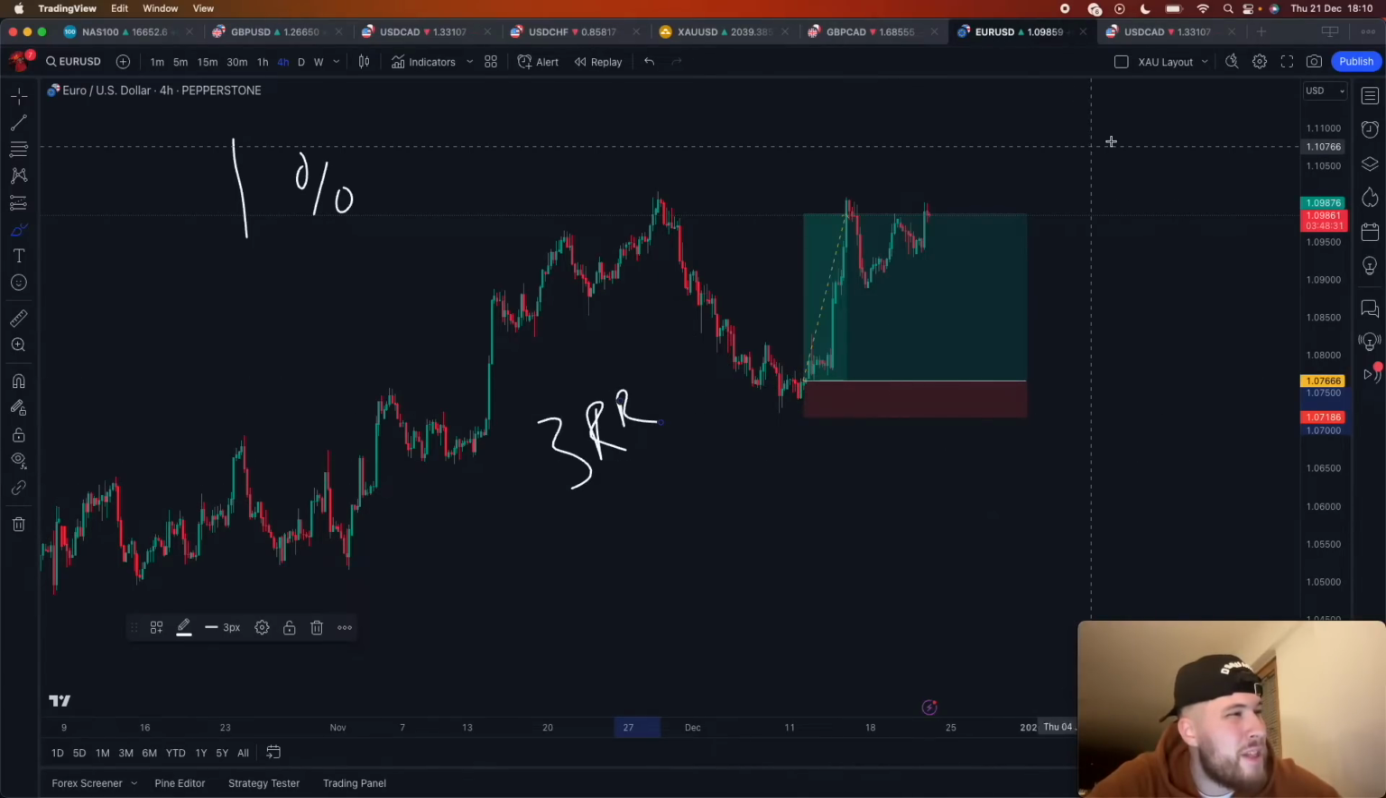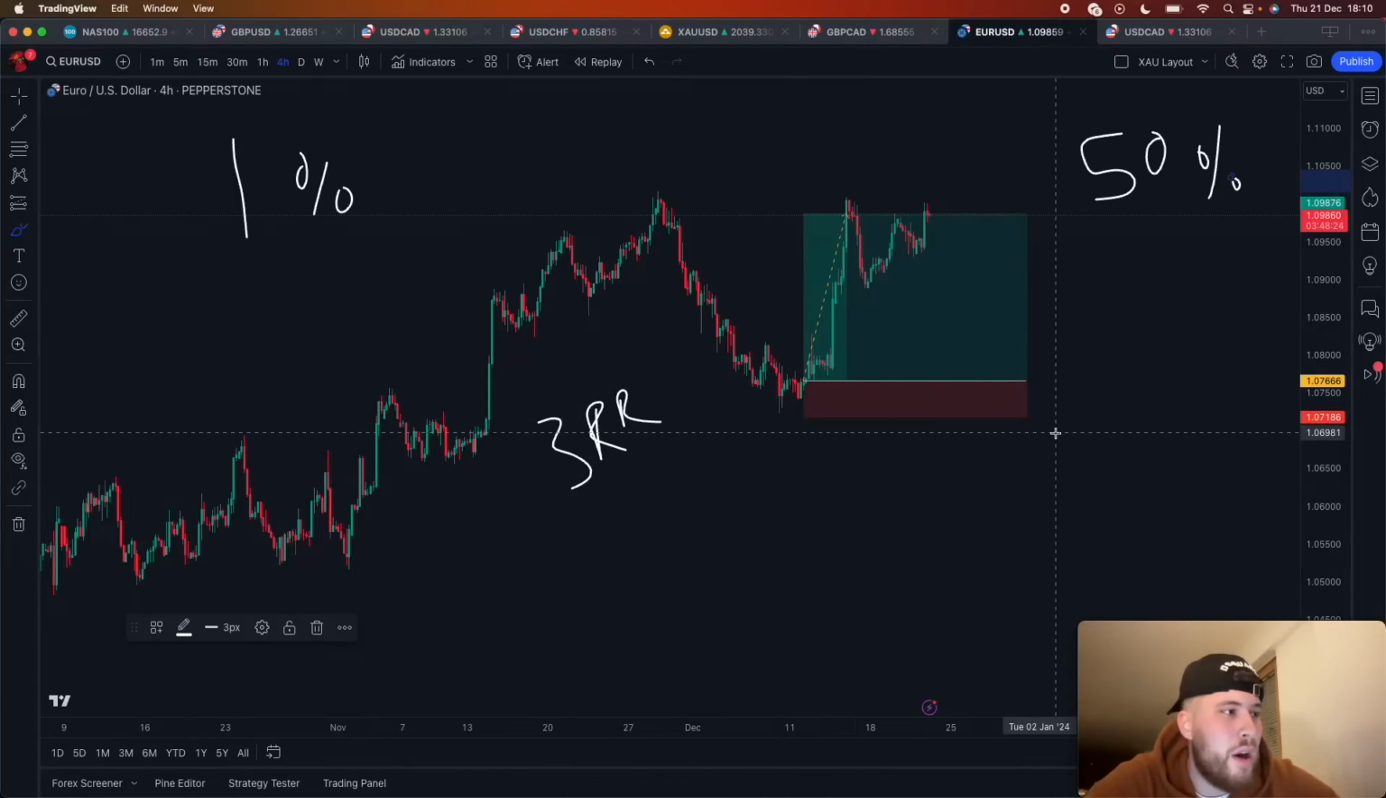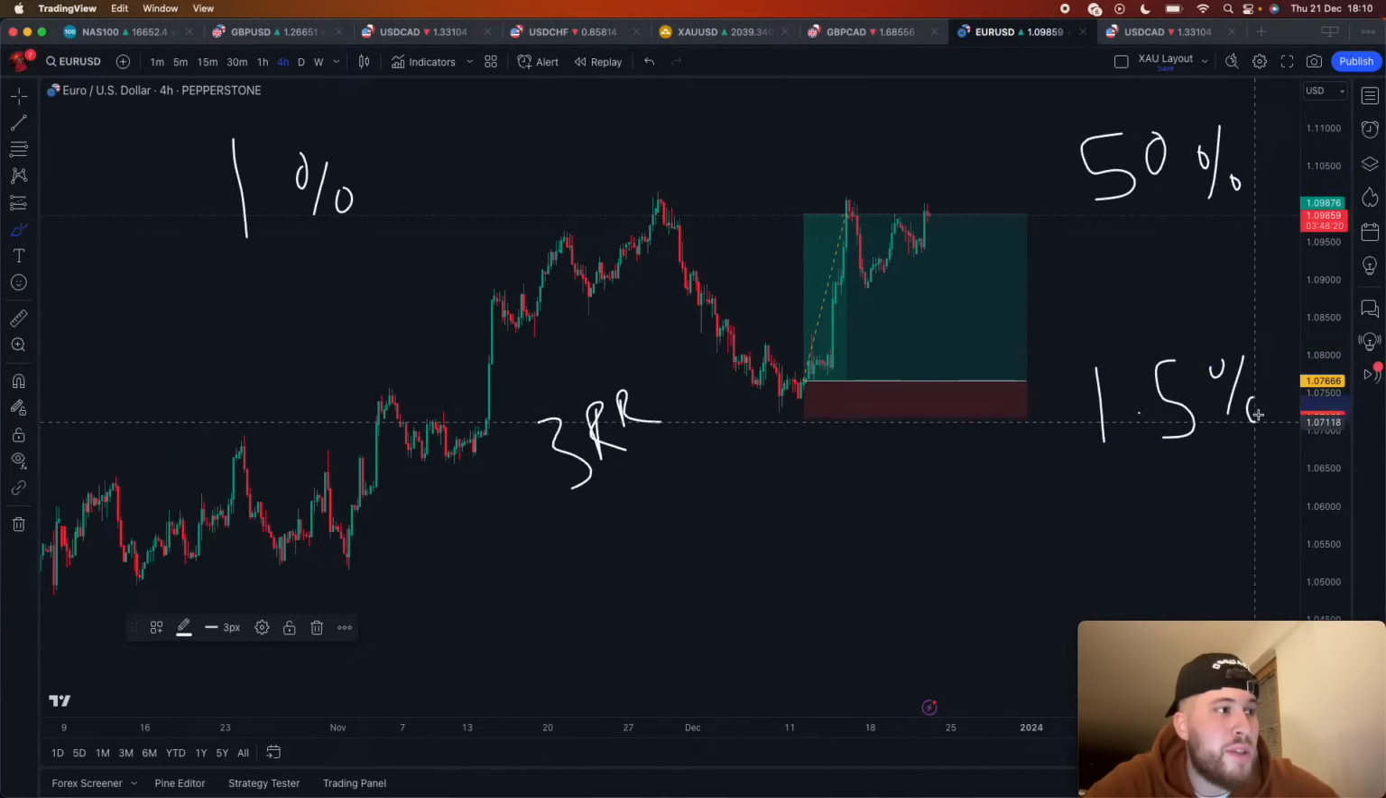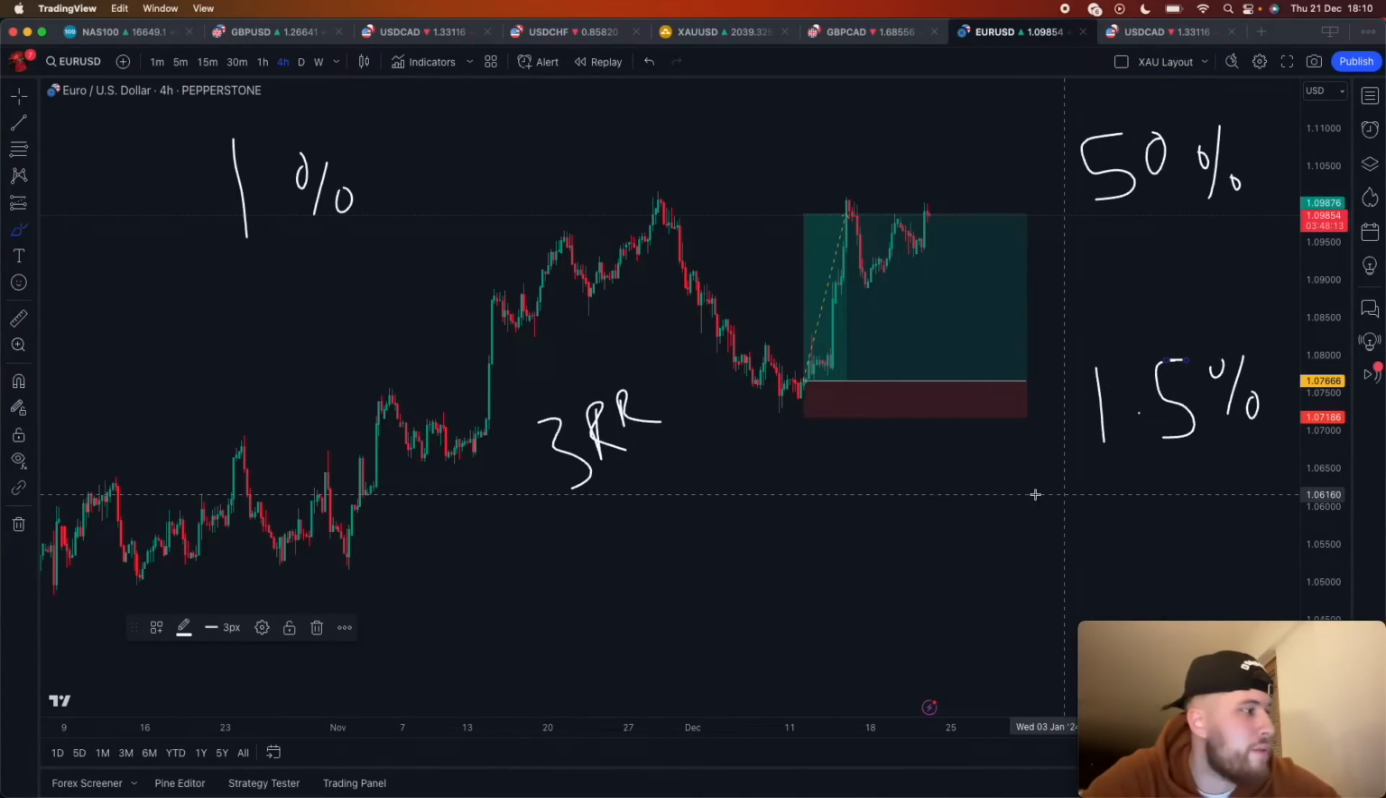Now, if I take a 50% partial, if I take 50% away from this trade at 3 RR, how much am I taking home with me? Well, I'm banking 1.5% from this position, right? Because I've taken 50% at 3 RR. So half of 3% is 1.5.